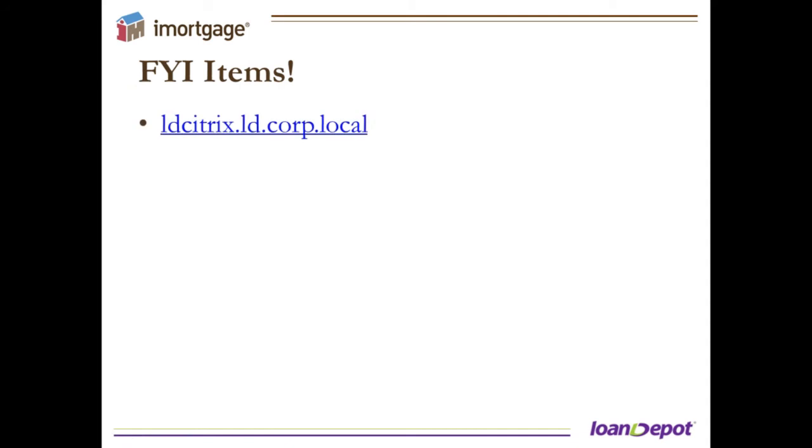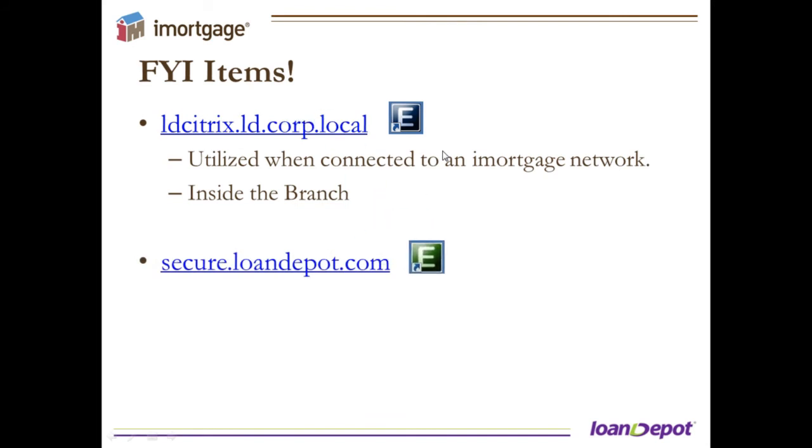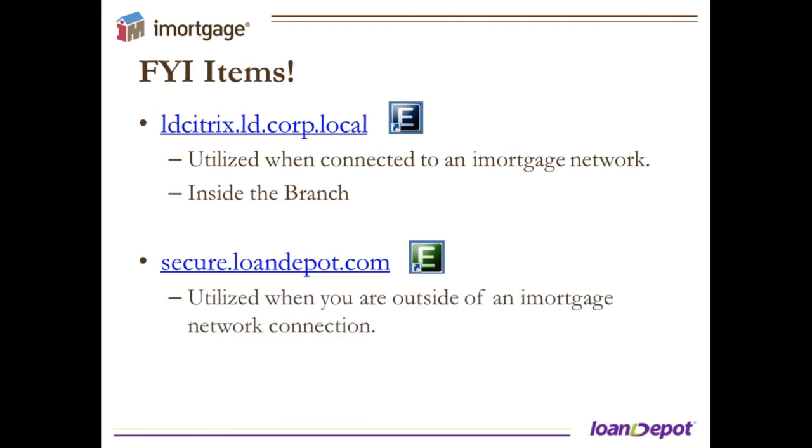First FYI item is that there are multiple ways that you can access the virtual desktop. The first is by clicking on the Empower icon that says Empower Internal. That takes you to this ldcitrix.ld.corp.local. And that's what you'll utilize only when you're in an iMortgage office, so connected to the iMortgage network. Another way of saying it, when you're inside the branch. The other version is secure.loandepot.com or the green Empower icon, which is Empower External. That one is utilized when you are outside of an iMortgage network connection, or better said, at home. Just outside of the office is really what it is.